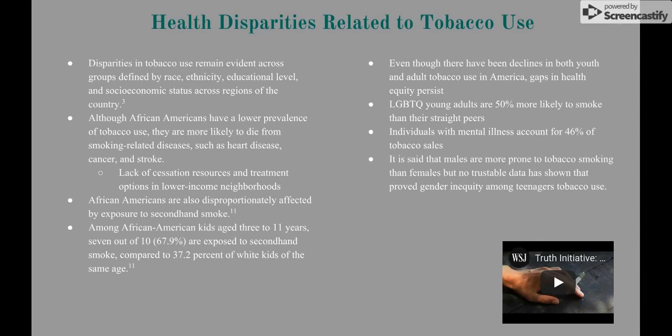Health disparities related to tobacco use. Disparities in tobacco use remain evident across groups defined by race, ethnicity, education level, and socioeconomic status across regions of the country. Racial inequity among teenagers of African American, Hispanic, American Indian, Asian, LGBTQ community lead to increased prevalence of tobacco use. It is said that males are more prone to tobacco smoking than females, but no trustable data has shown that proves gender inequity among teenagers' tobacco use.